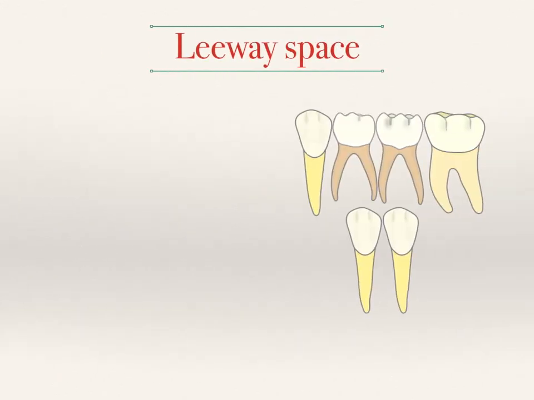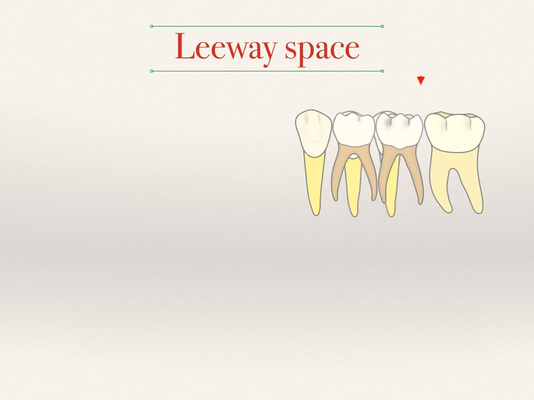This space is generated after extraction of the deciduous molars. And this is the space. When we do not need this space for relieving crowding of the anterior teeth, the first permanent molars move mesially, termed drifting mesially, to close this space.